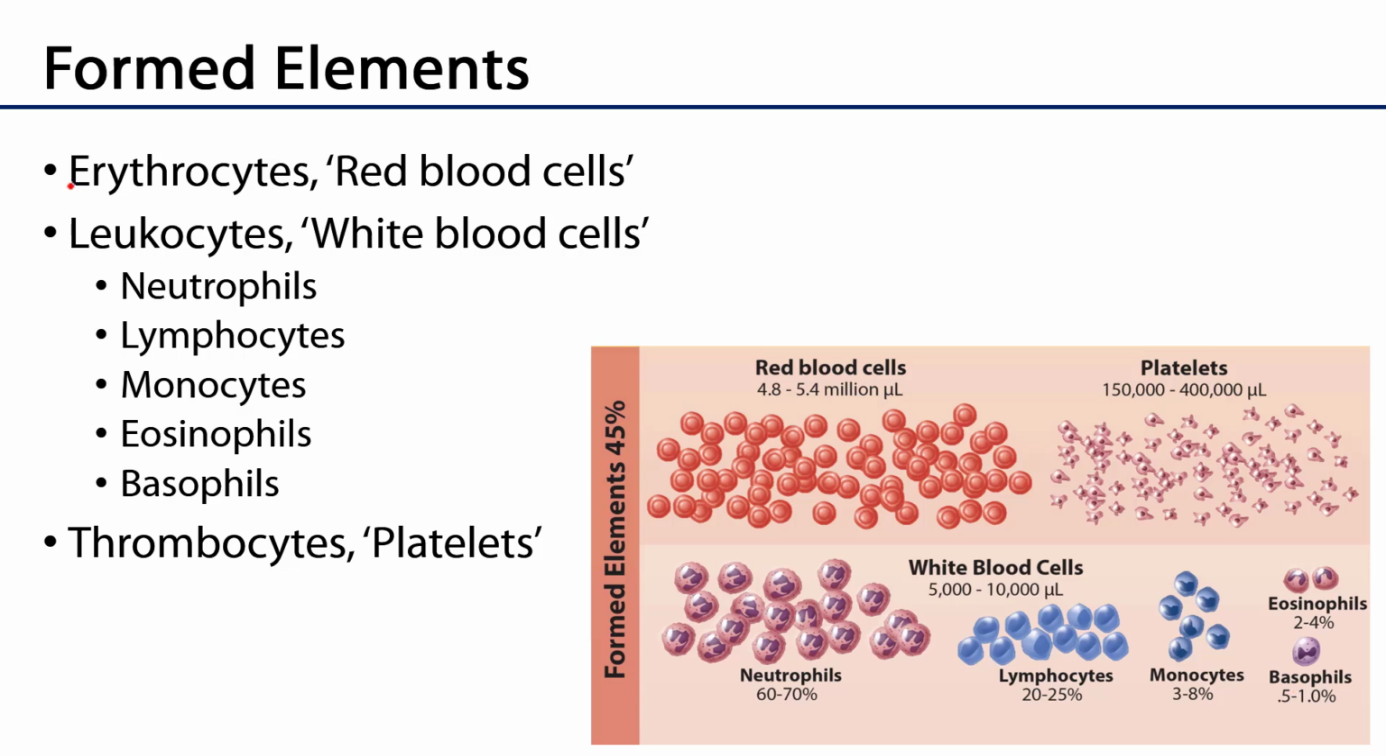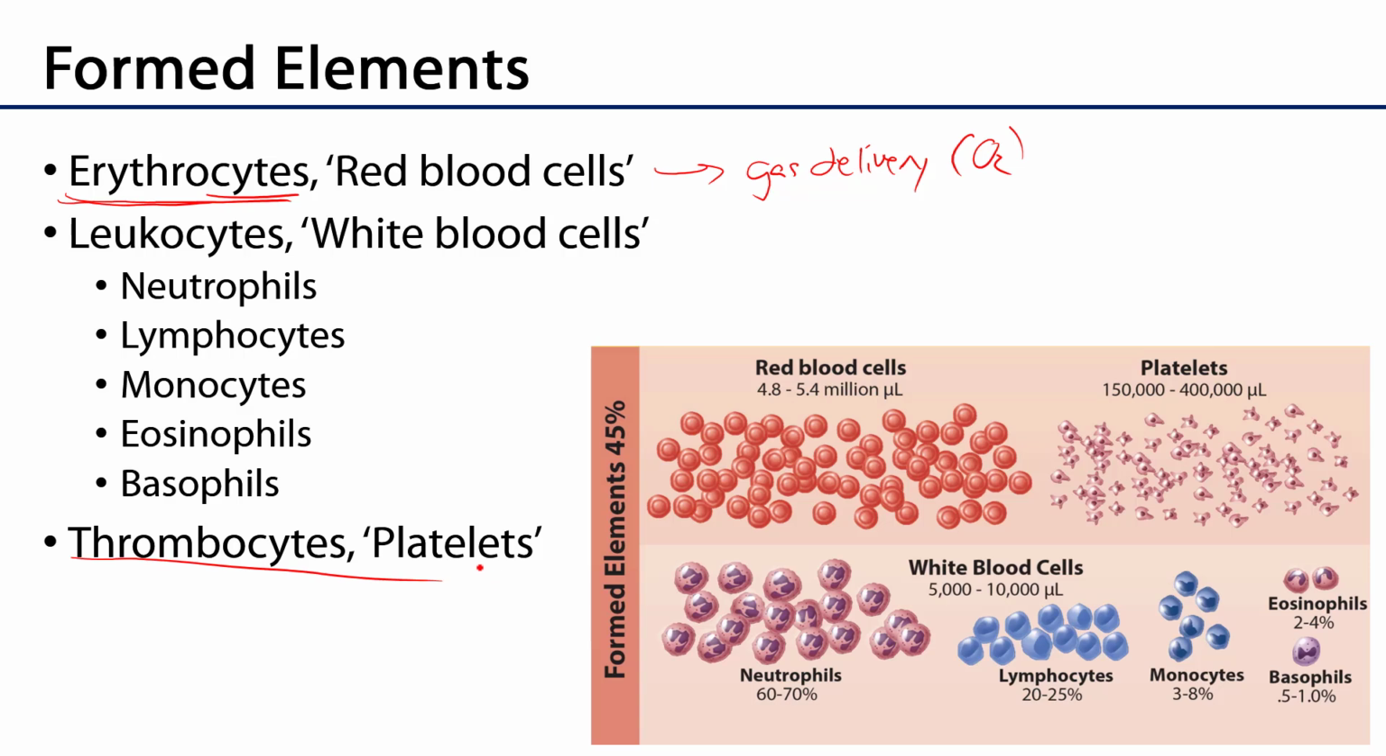So, formed elements refers to any blood cell or large cellular fragment, and there are three major categories of these. So there are erythrocytes. Erythro means red cell, so these are red blood cells. By far the most abundant formed element of the blood. There are between 4.8 to 5.4 million RBCs per microliter. And red blood cells are very important in gas delivery, especially that of oxygen.